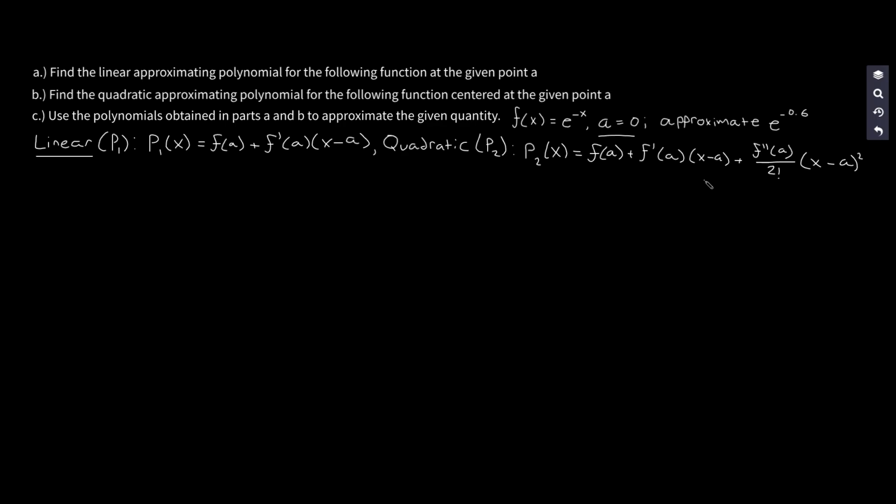So the first step that we would need to take at this point, and let me just underline this, is to find the derivatives. We have the function given to us as f of x, and f of x equals e raised to the power of negative x. And we need to evaluate it at f of a, which is really f of 0 because we know that a is set to 0.